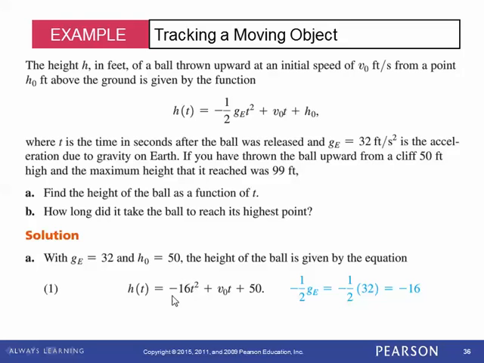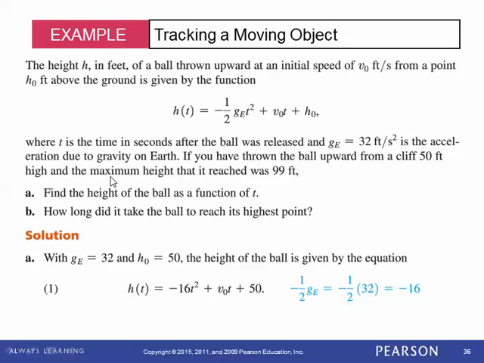If you throw the ball upward from a cliff 50 feet high, so you are standing already on a cliff 50 feet high, that means the h sub naught is 50. And the maximum height that it reaches is 99 feet. So we have a little issue here. We know the maximum height. We know where it's released from. The thing we don't know is how fast we released it. That's this part right here.